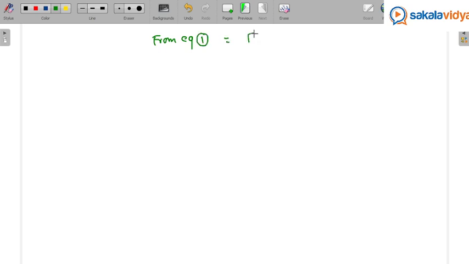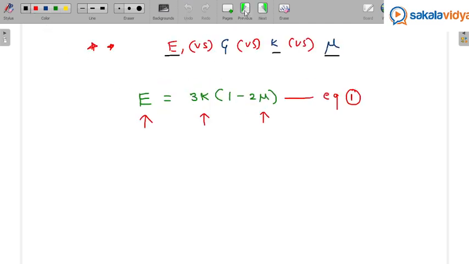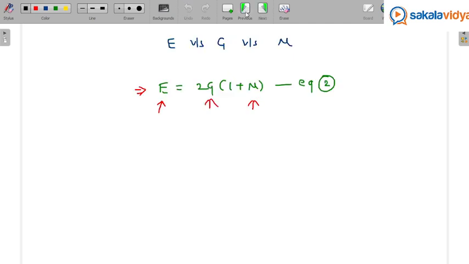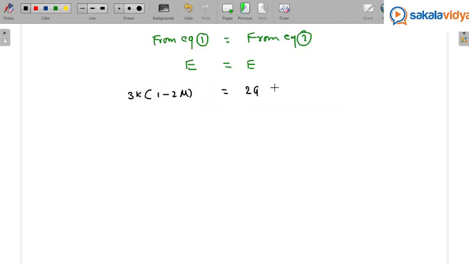Equating equation 1 and equation 2, Young's modulus is equal to Young's modulus. According to our first equation, 3K times 1 minus 2 mu is equal to, from equation 2, 2G times 1 plus mu. Let us multiply and check what we get. So 3K minus 6K mu is equal to 2G plus 2G mu. Let us rearrange the terms.